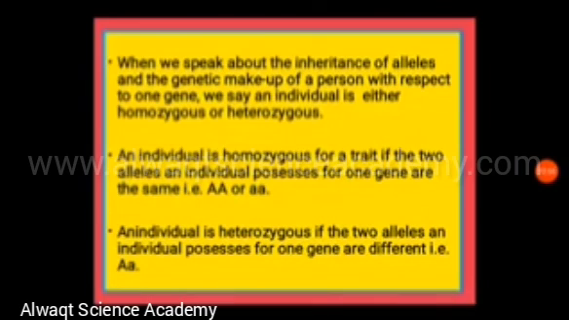Also, an individual is described as being heterozygous for a trait if the two alleles he possesses in his genotype for a particular trait are different. That is, one of them is dominant, the other one is recessive. We say he is heterozygous for that trait. So these are the basic terms that we need to understand in the study of genetics.